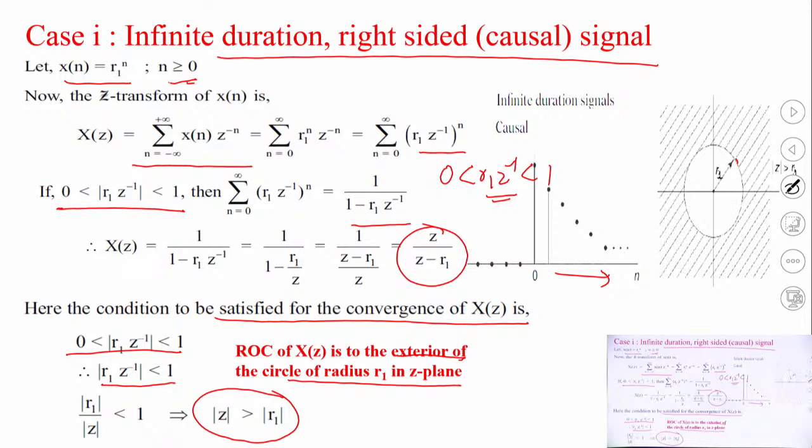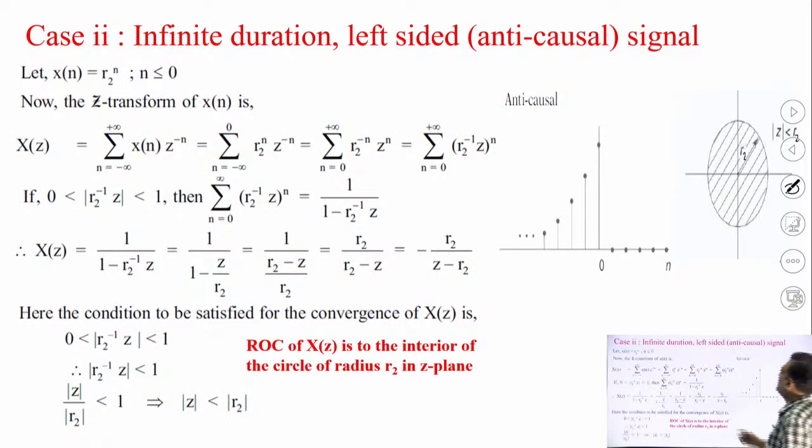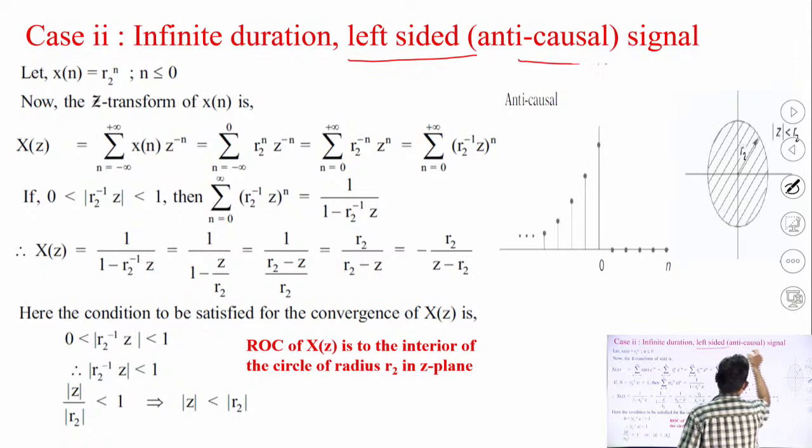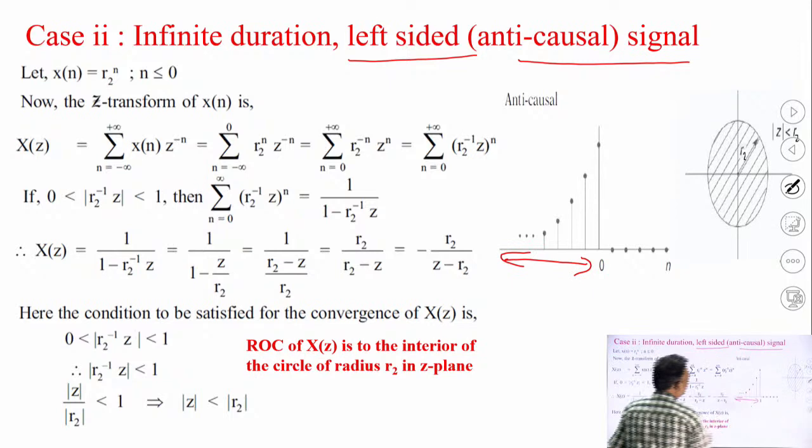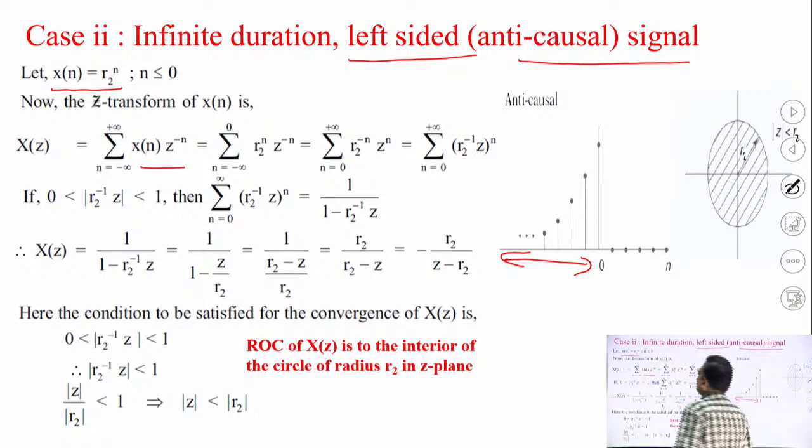Let us take the second case, where a finite duration left sided signal is taken into consideration, meaning the signal is anti-causal, meaning it is defined only for negative values of n. In that case, let us suppose we have taken the signal as x(n) equals r to the power n, where n is less than or equal to 0. Okay. So again we will write the definition of z transform, and in that we will put the limit. This time because n is less than or equal to 0, we will put the limit from minus infinity to 0, and x(n) will be r2 to the power n z to the power minus n.